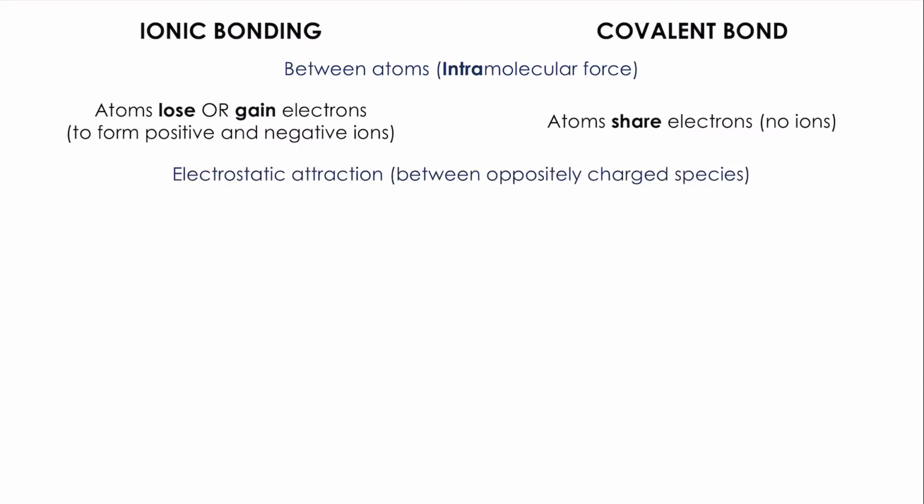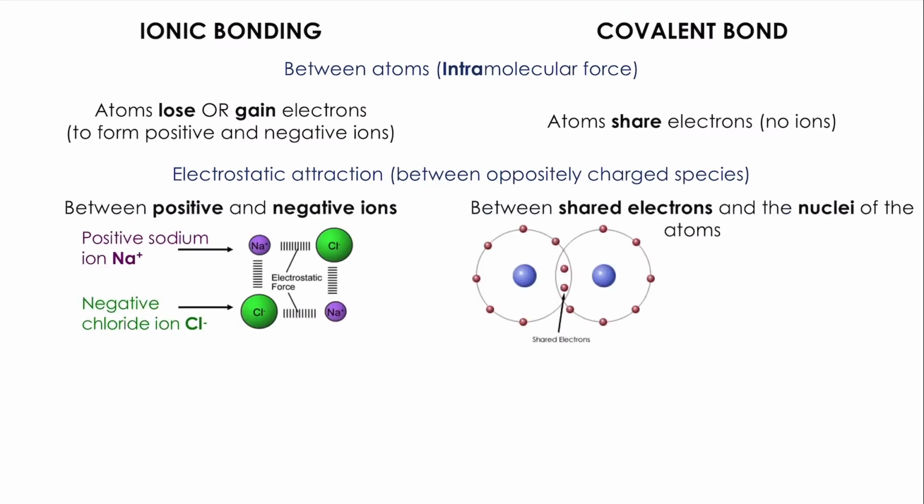Next, we have the electrostatic attraction. Both of them are electrostatic attractions. What's meant by electrostatic attractions again? It is the attraction between oppositely charged species. What are those species? They are different because in the ionic bonding, they could be positive ions and negative ions. So we have here positive ions and negative ions in the ionic bonding.